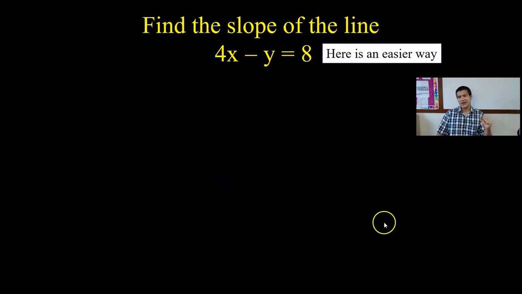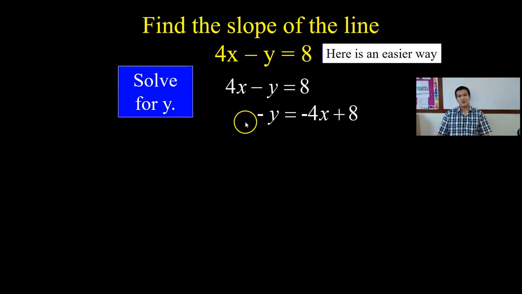Here is the easier way. If you are going to find only the slope of the line, with the given equation 4x minus y equals 8, you can solve for y. So y equals, moving to the other side, negative 4x plus 8. And then divide everything by a negative sign so that we make the y value positive.